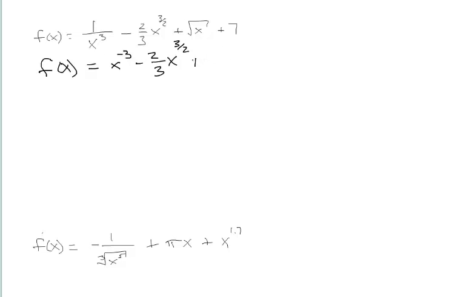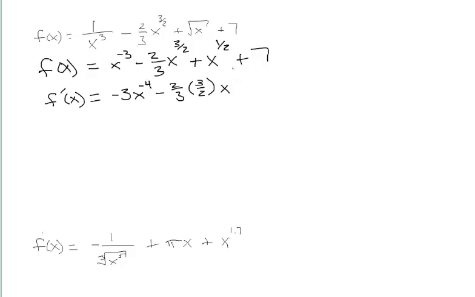I'm going to write the square root of x as x to the 1/2 plus 7. And now everything is in a form where I can use the derivative rules, the power rule. So f prime of x is equal to, we multiply down the negative 3, so negative 3x, and now we subtract 1 from the exponent, so we get negative 4. Minus, now we have 2/3, and now the derivative of x to the 3/2 is 3/2 x, and we subtract 1 from the exponent, leaving us with 1/2.